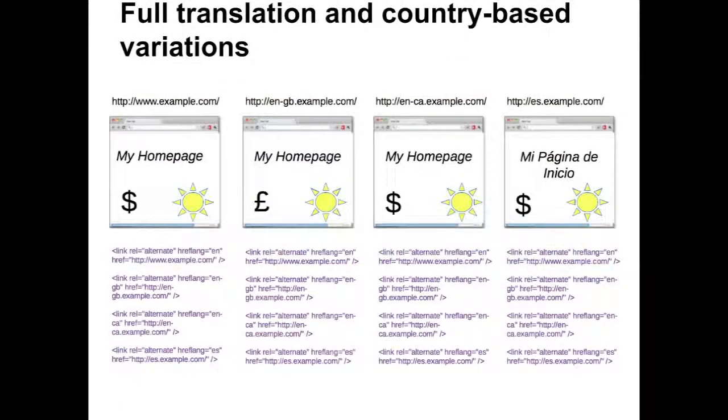For the use case of full translations with country-based language variations, it's just as you would expect. Each page lists all alternates, including itself.